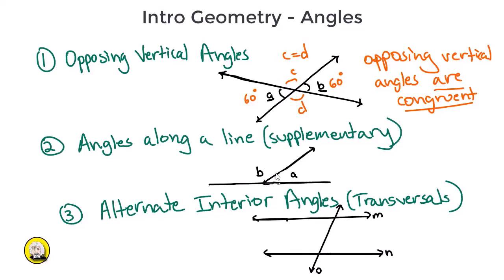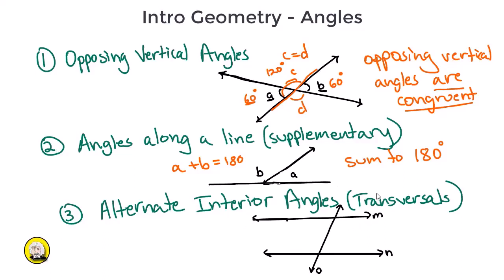Angles along a line, we saw just a second ago, are essentially supplementary angles. They sum to 180 degrees. So we know the measure of angle A plus angle B shown must equal 180 measured in degrees. If I looked up at our first example, I know that angle A and angle C are angles along the line. So if A were 60, that means C must be 120 degrees, such that the sum of A and C is 180 degrees. Last but not least, alternate interior angles or transversals.